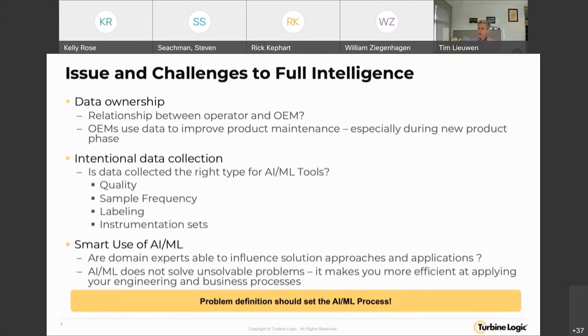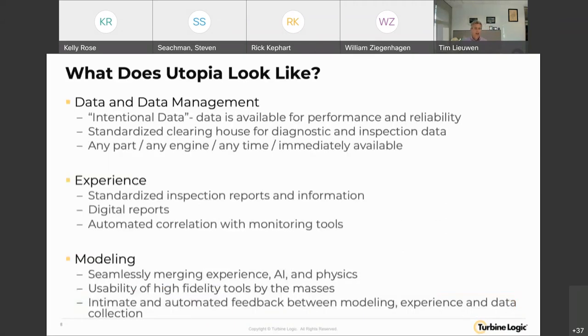I've got two more slides. So in terms of what utopia looks like, this is maybe a little tongue-in-cheek title. Again, just the issue of data and data management: intelligence in many cases is predicated on increasingly data-driven approaches. And it's amazing, the challenge of keeping all those sensors operating at the right time, keeping historians working and so forth. And then also, I'm starting to repeat myself. So the experience in modeling is critical and really intimately merging those things. So I'll close with the last slide.